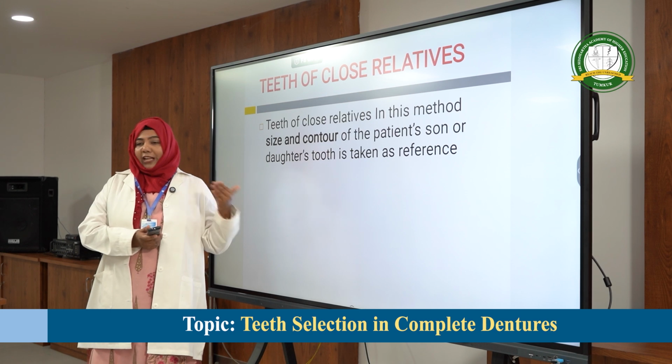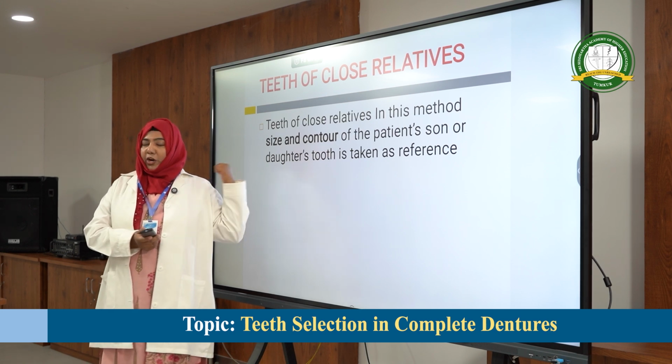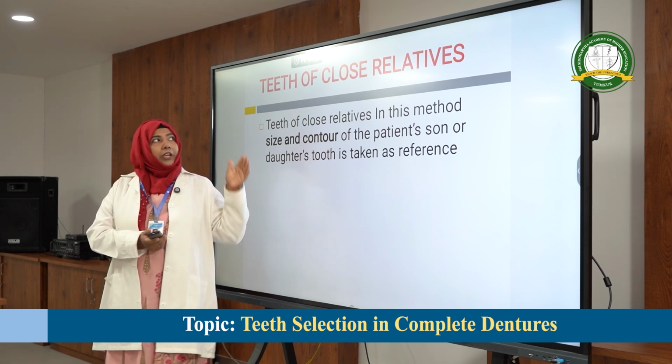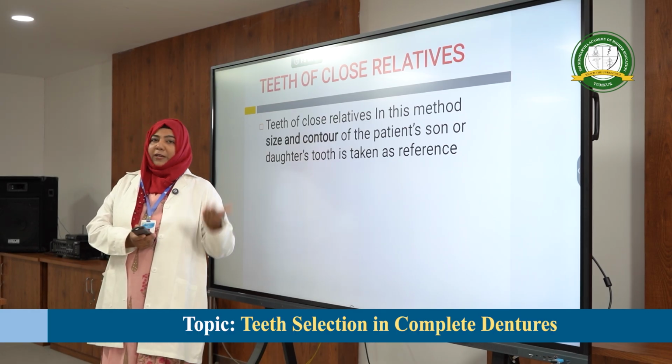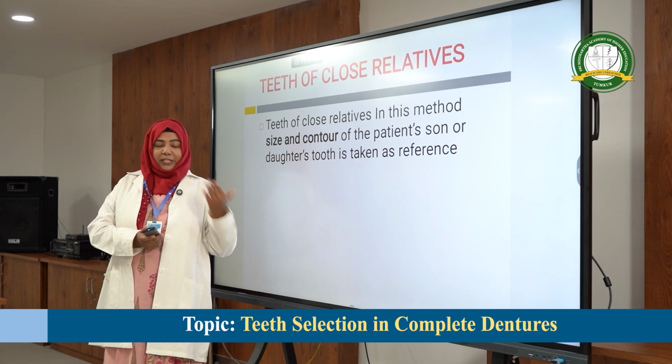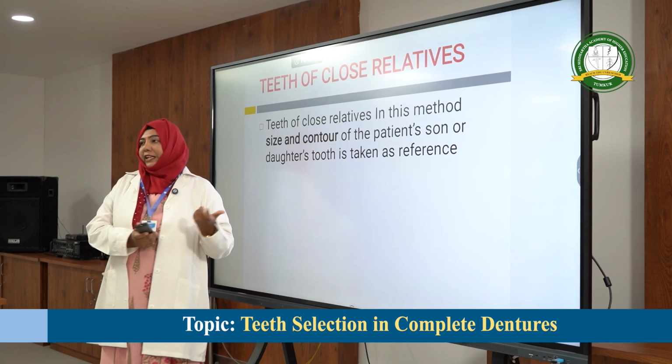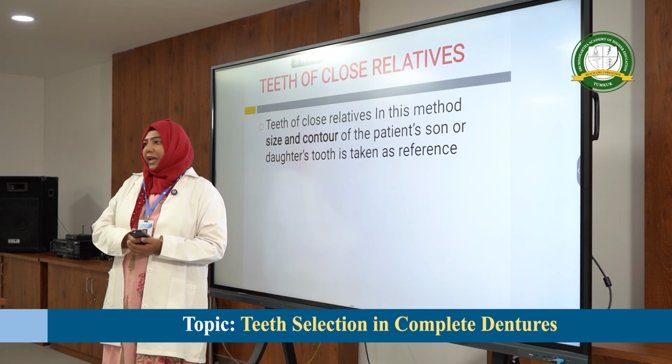If you don't have any available pre-extraction record, which I have mentioned previously, then you can go with the other method. That is, you can consider teeth of a close relative, such as the patient's daughter or son. Teeth can be taken as a reference for selection of the size of the anterior teeth.